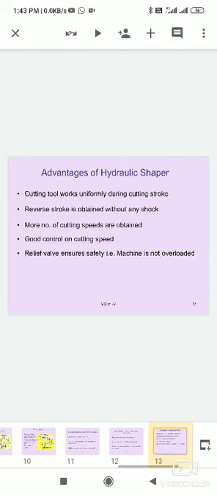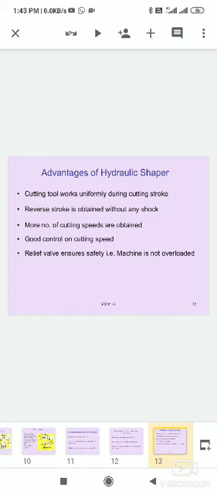Now, the advantages of the hydraulic shaper. The cutting tool works uniformly during the cutting stroke. The reverse stroke is obtained without any shock. More cutting speeds are obtained. There is good control on cutting speed. The relief valve ensures safety, so that the machine is not overloaded.